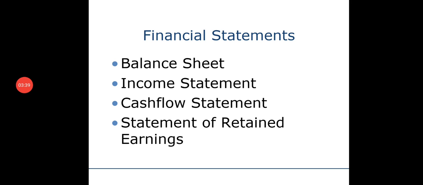Okay, the next is all about the financial statement. Here you can see the contents of the financial statement. In simple language, the financial statement is nothing but the balance sheet. There are a number of variables included in the bank balance sheet, and a number of types of balance sheet. Next is the income statement, third is the cash flow statement, and the fourth is the statement of return earning. These are the several financial statements.